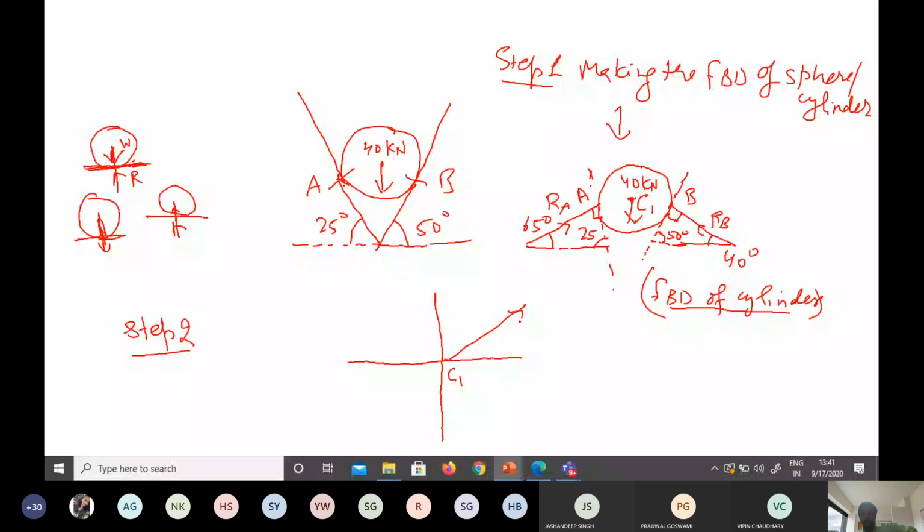This is RA. The angle which RA is making with the horizontal here, how much is it? 65. So it will make the same angle here. This will be again 65. Similarly, for RB, I am just extending RB beyond C1 like that. This is RB. So the angle here is how much? The angle which this reaction RB is making is 40. So it will be again 40 degrees. And the third is the weight part. How much is it? 40. We have assumed it to be 40 kilonewtons. So is step number 2 clear to you?